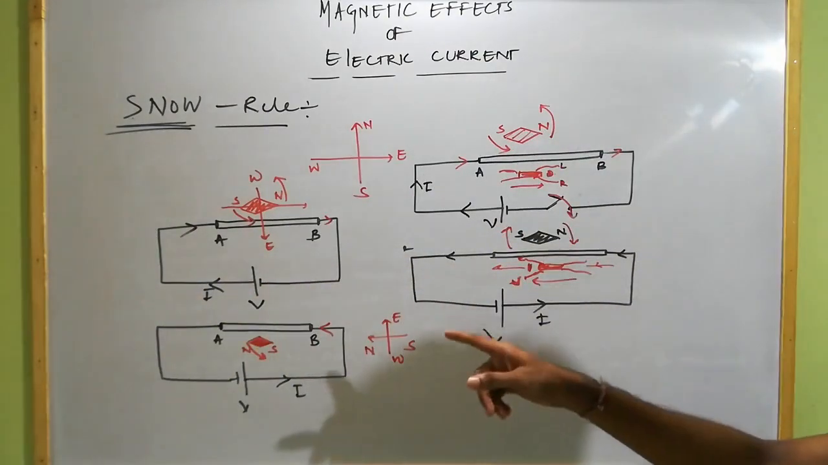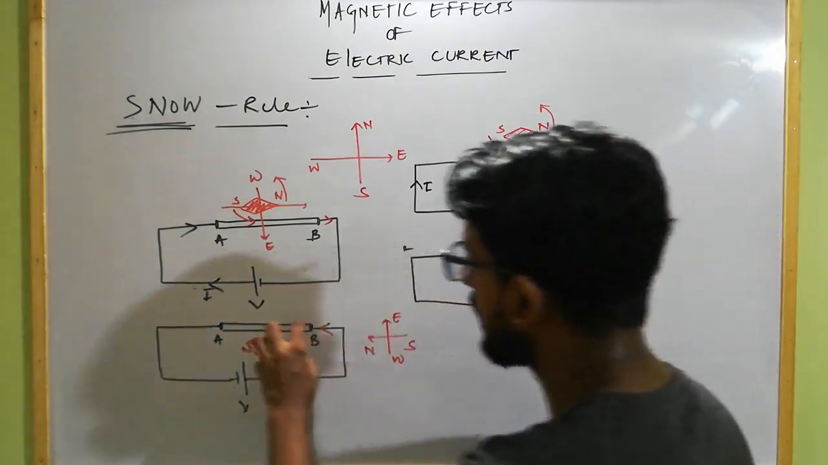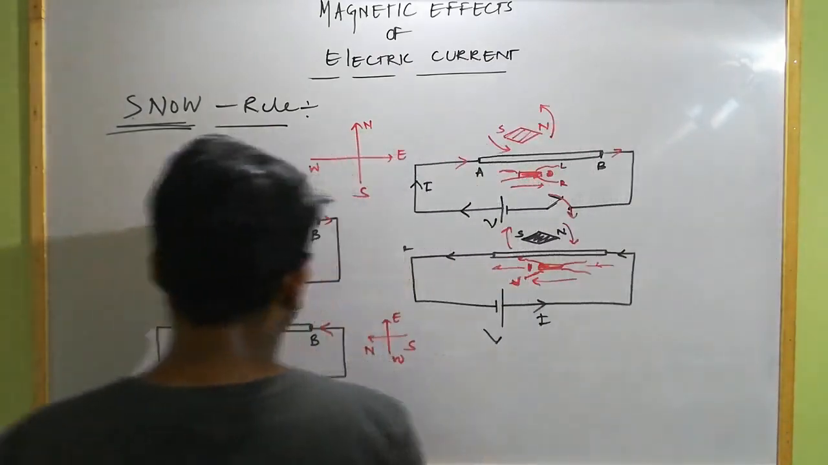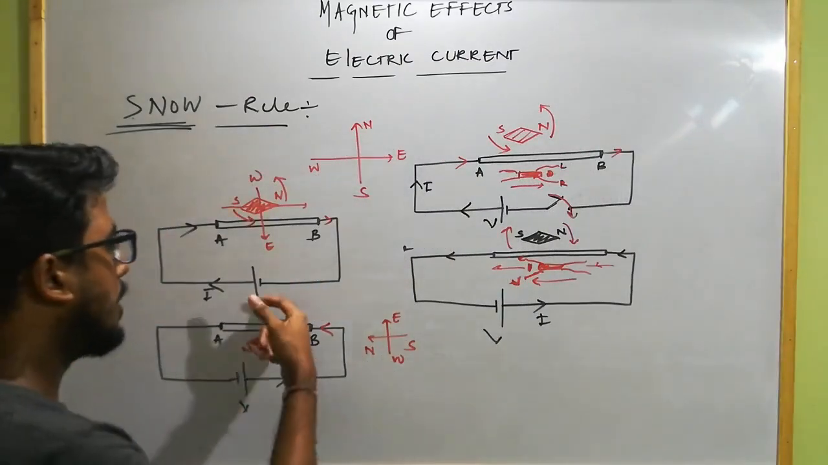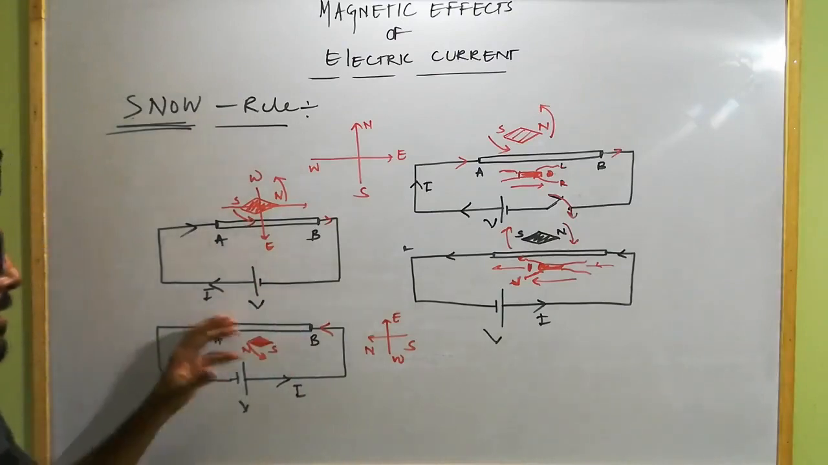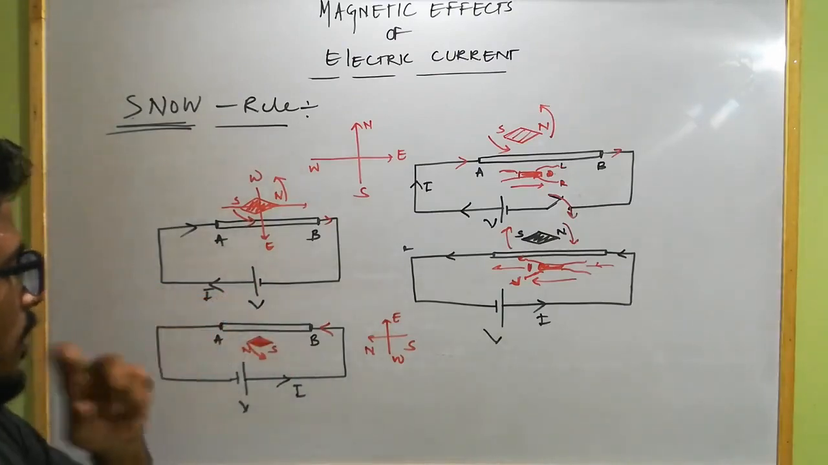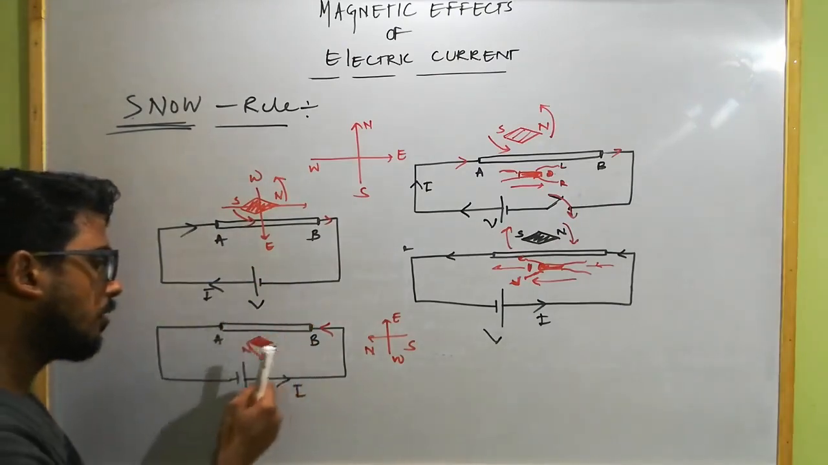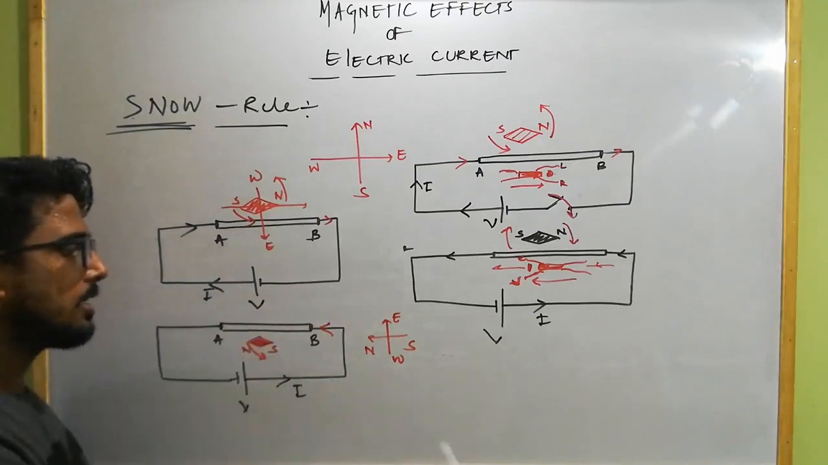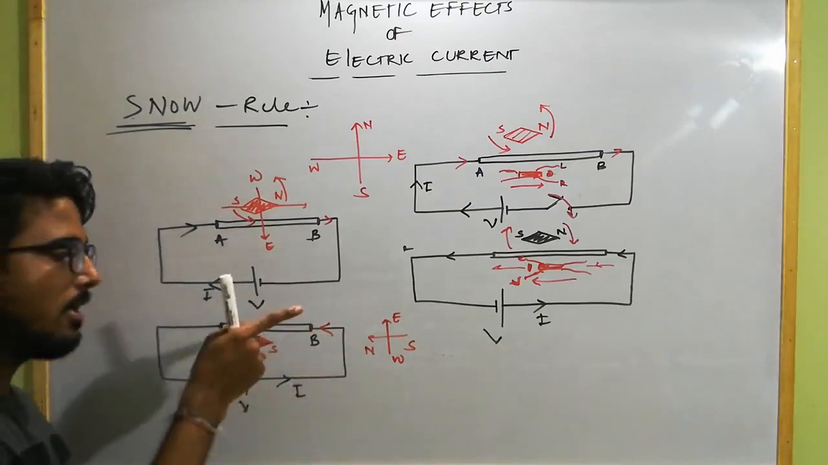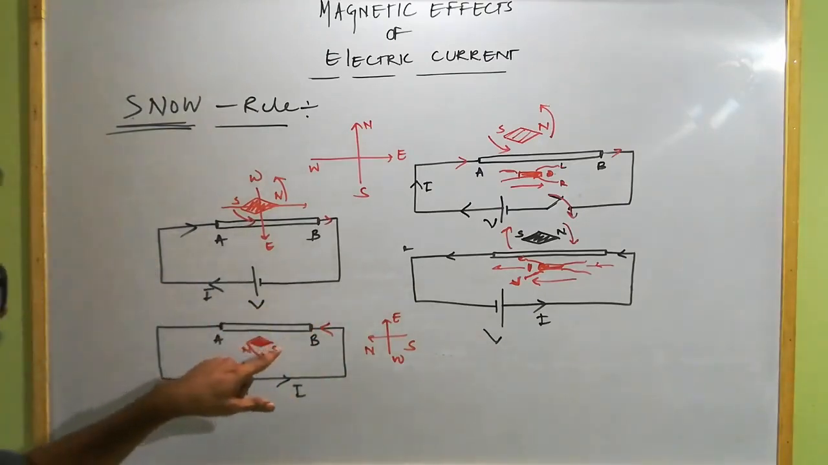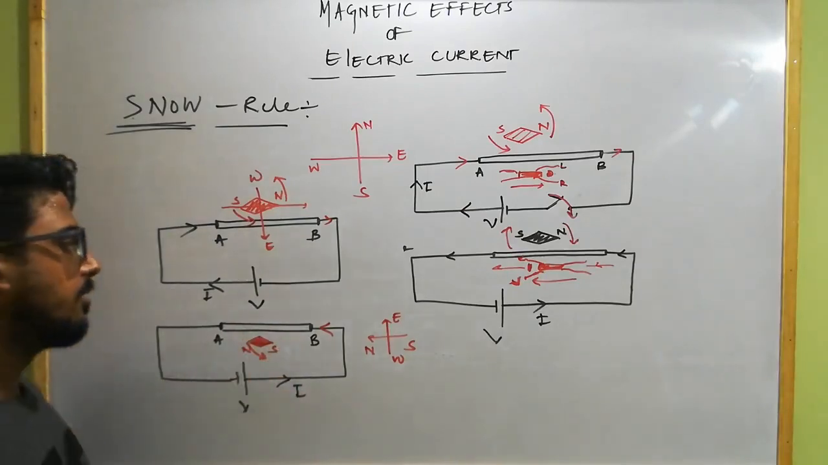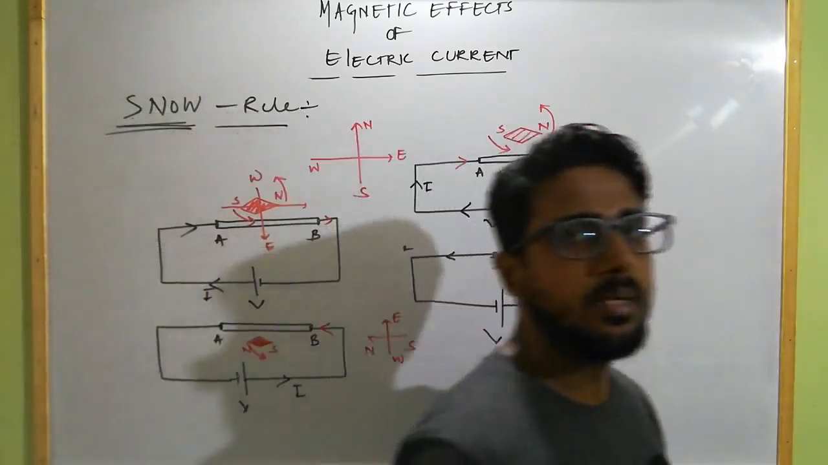And as the magnetic compass gets deflected due to the current carrying conductor, it is confirmed that the current carrying conductor must have a magnetic field surrounding it. That effect of electric current is known as the magnetic effect of electric current, because the current flowing through this conductor is able to produce a magnetic field surrounding it, due to which a magnetic compass that comes close to it gets deflected.